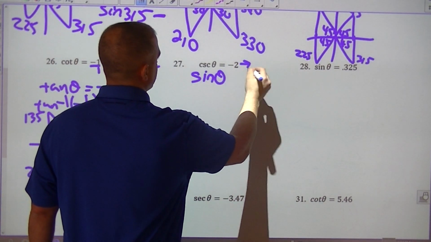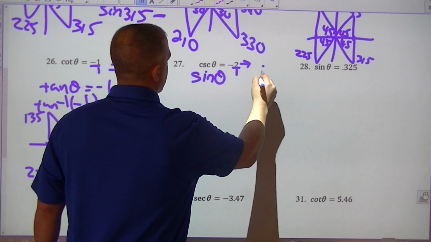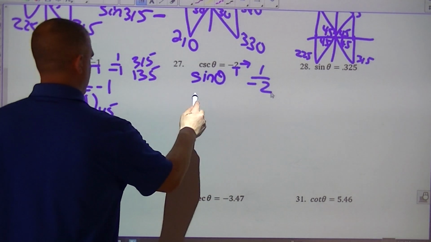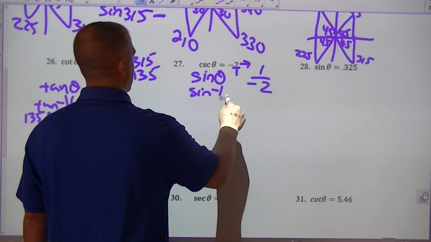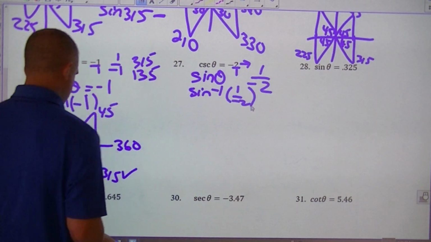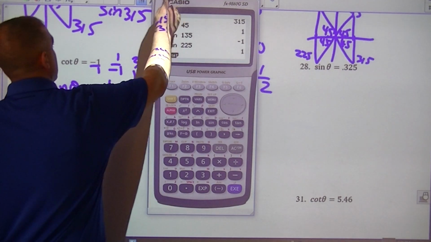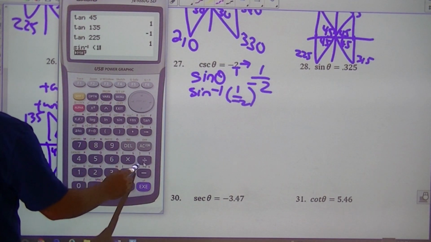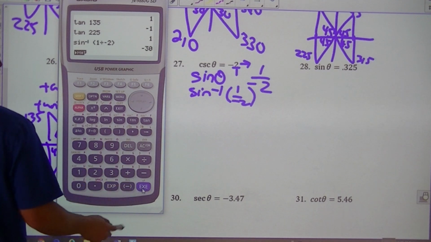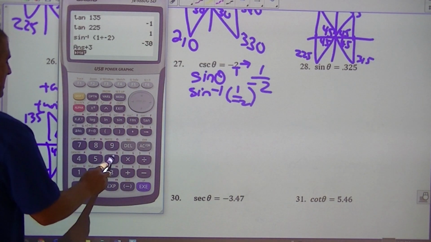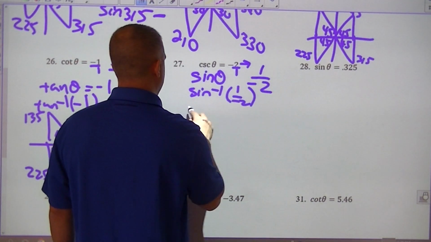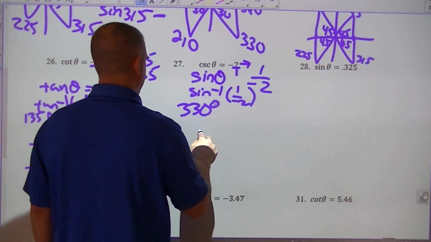Okay? Cosecant. So what I want to do is turn this into sine. But negative 2 over 1 would be 1 over negative 2. So I'm going to do inverse sine of 1 over negative 2. That's negative 30. Once again, I don't like that.